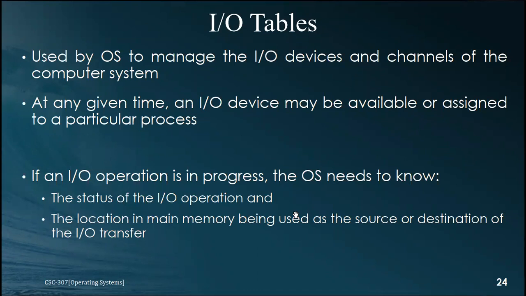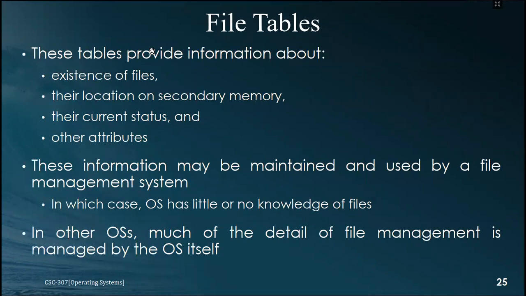Finally, after the IO tables, we have this file table. The file table provides information about existing files, their location, their current status, and other attributes. If you right click on any file, you'll see there are a lot of things you can know about the file, starting from whether you want to share the file with your friends. There is a concept called FTP, file transfer protocol. I think you have heard the name. So it manages all the files, it protects the files, and then we can share the files as well.